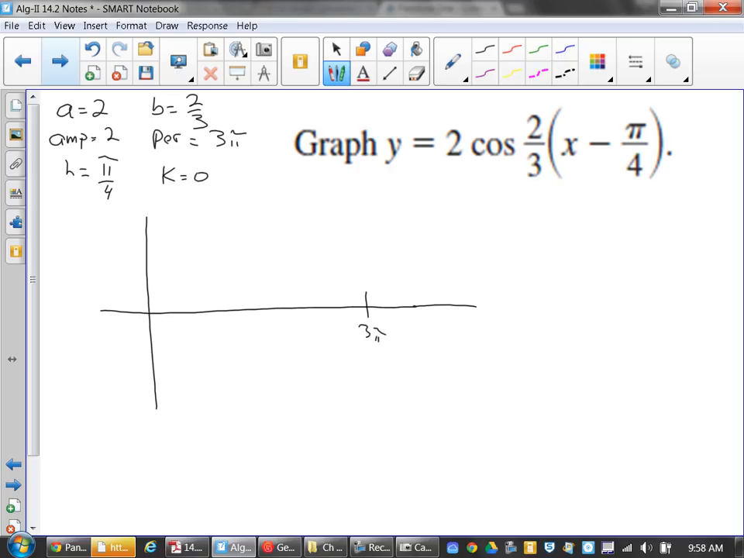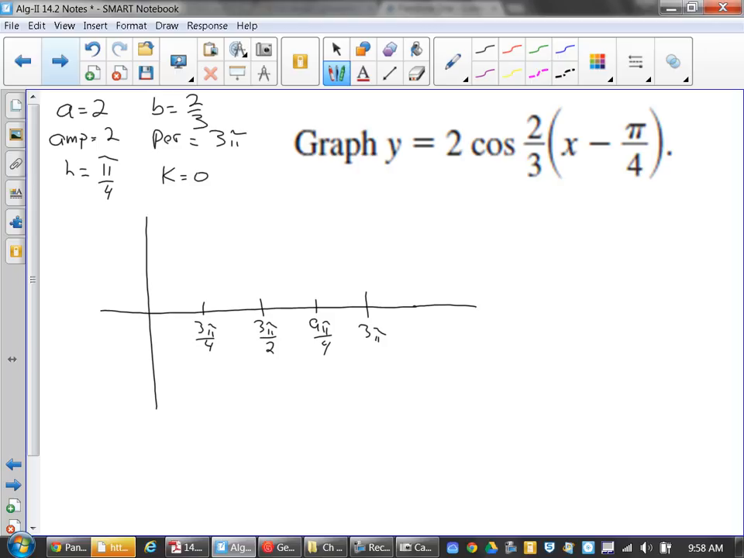3 pi, 3 pi over 2, 3 pi over 4, 3/4 would be 9 pi over 4. It's 3/4. What's 3/4 times 3? Magic. It's magic, you're right. So those are my points.